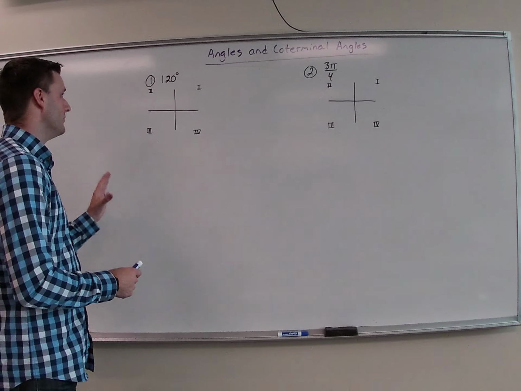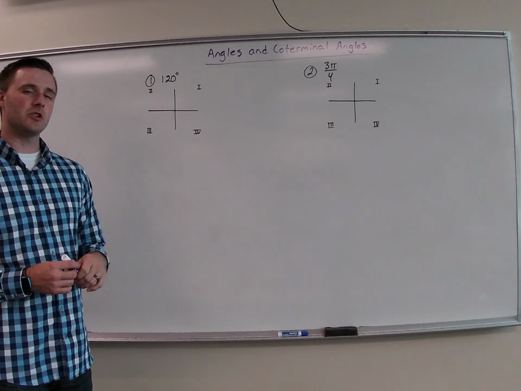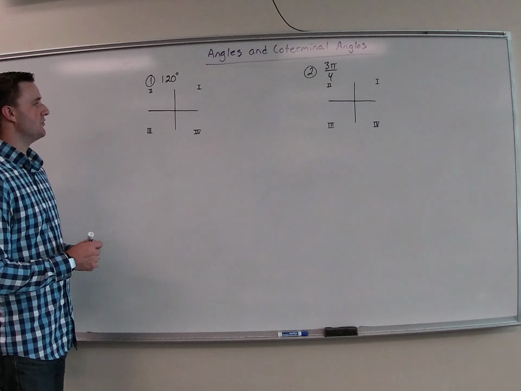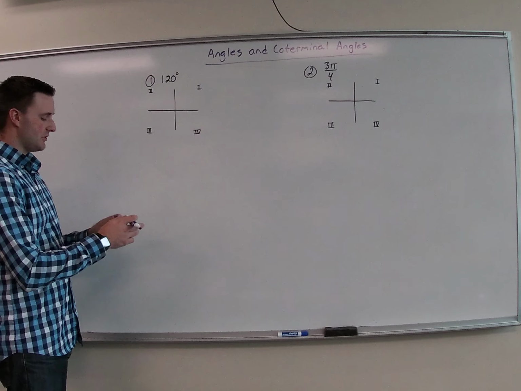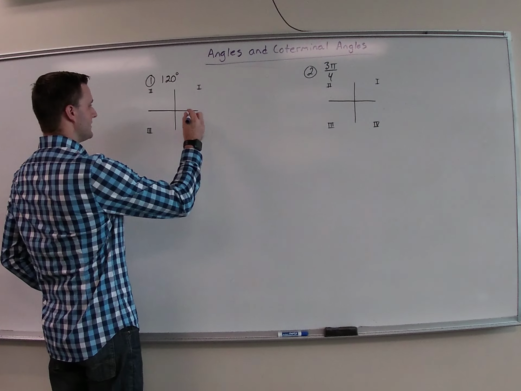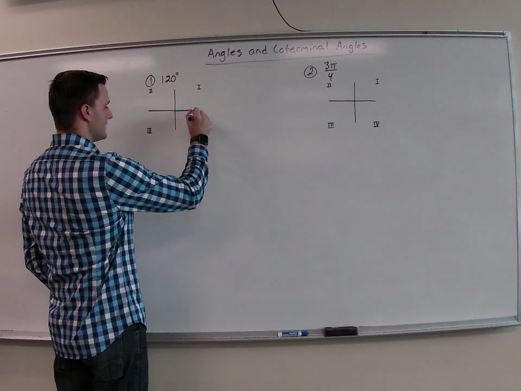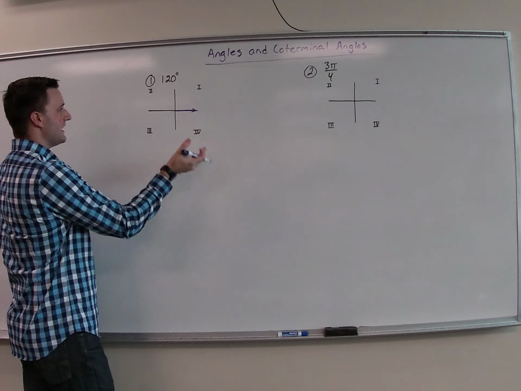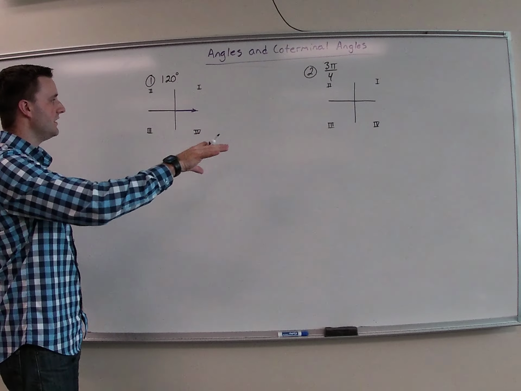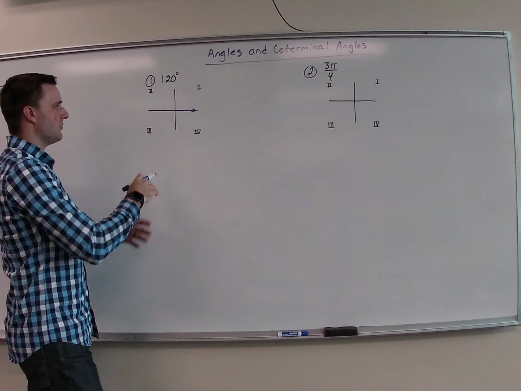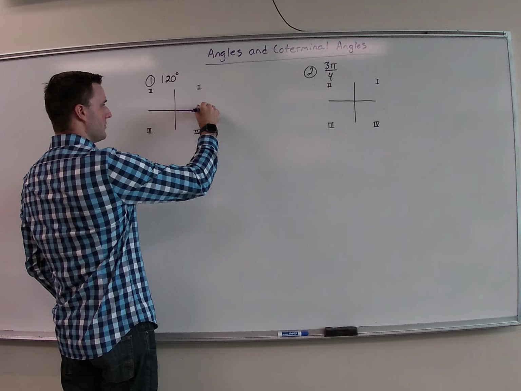All right, so we're going to quickly review angles and then what's called coterminal angles. So first, how do I draw an angle? Well, if we start on our positive x-axis, which is the initial side, the terminal side is where this would stop. So we're always going to start here, and we're going to go counterclockwise. Now, this is 0 degrees.